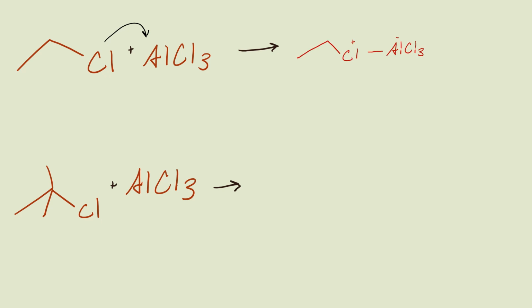There is an additional step if the chlorine is on a secondary or tertiary carbon. The first step is the same as last time, but this time, this bond will swing back onto the chlorine to make a very stable tertiary carbocation for the electrophile.